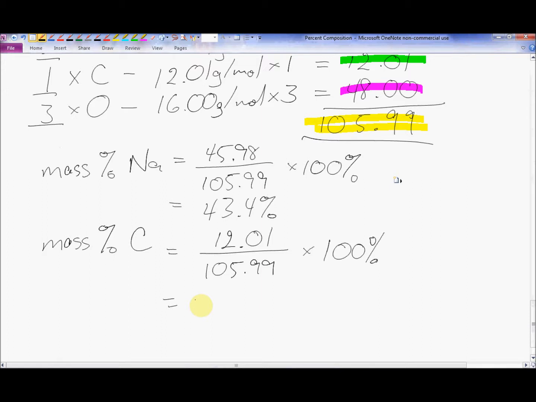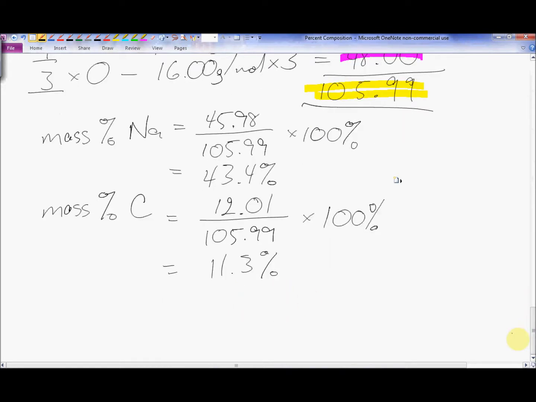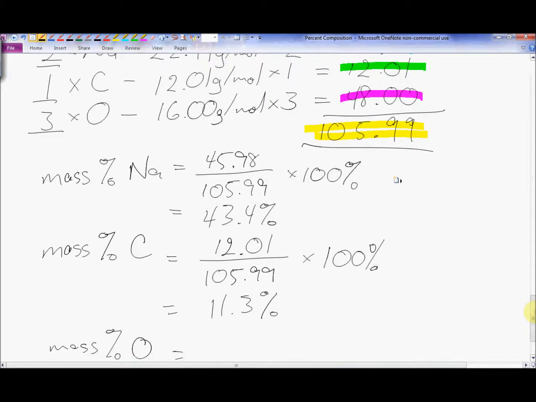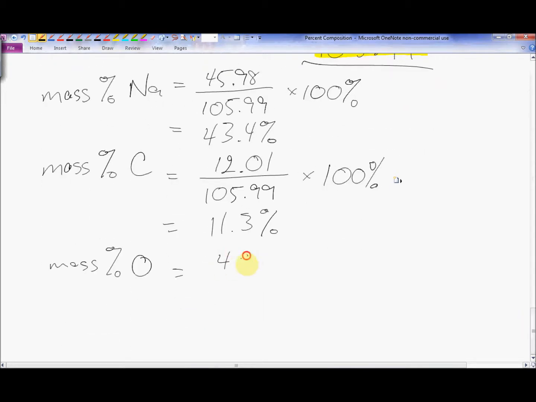and the mass percent of oxygen is going to be equal to, let's see, 48 divided by the 105.99 times 100%. And that works out to 45.3%.